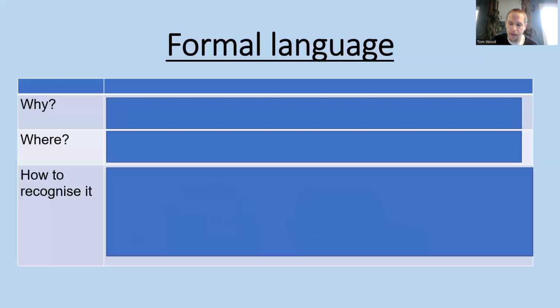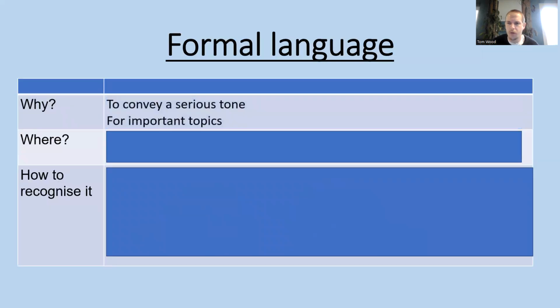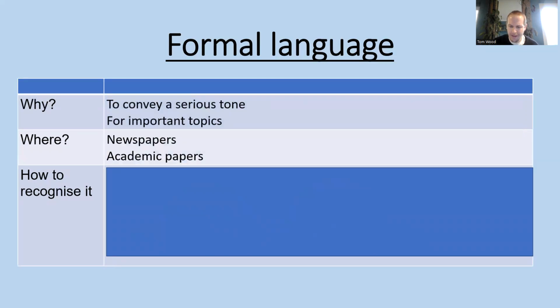Okay, so let's look at formal language then. Why do we use formal language? We use this to convey a serious tone, and it's for important topics. Where do we tend to see this? It tends to be in newspapers, published articles, academic papers. You would also tend to use considerably more formal language if you're talking to someone of a higher status. So if you met the Queen, you'd probably speak a bit more formally.